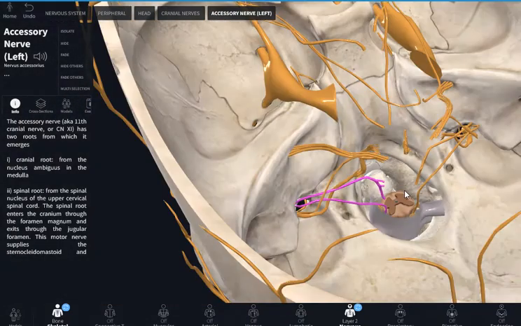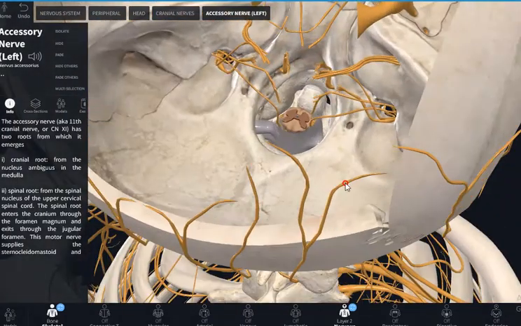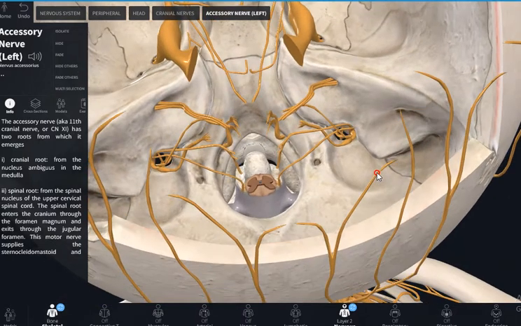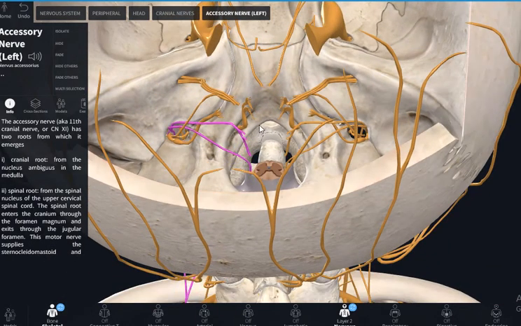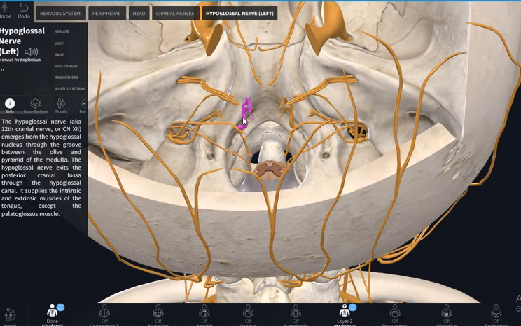So these are the different nerves that are involved. We have seen all the nerves. The last nerve to be seen is the hypoglossal nerve, and this is the hypoglossal nerve here. The hypoglossal nerve is the one which is going to supply the tongue.